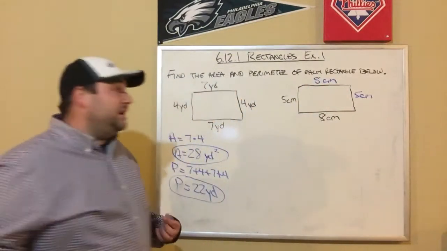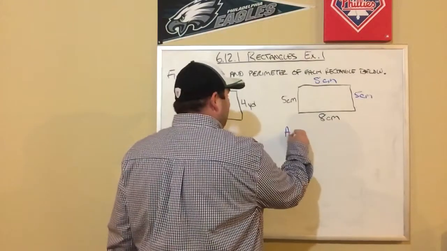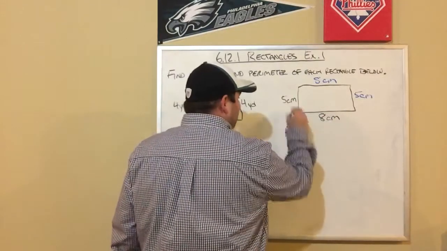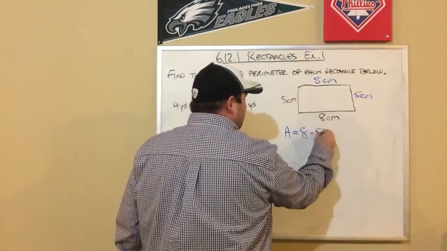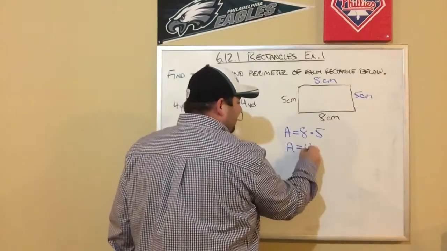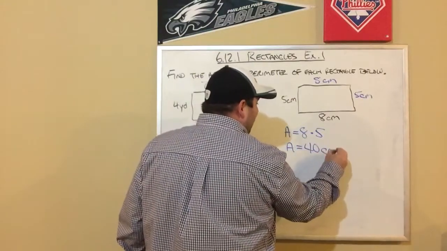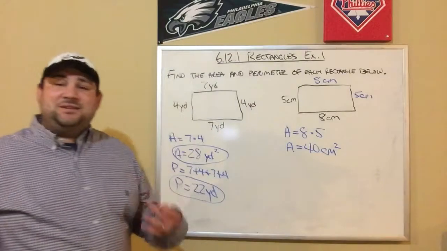So now for area, I'm just doing length times width. So if I say the length is 8, that would mean the width is 5. 8 times 5, so my area is 40. And remember, area is squared, so centimeters squared.